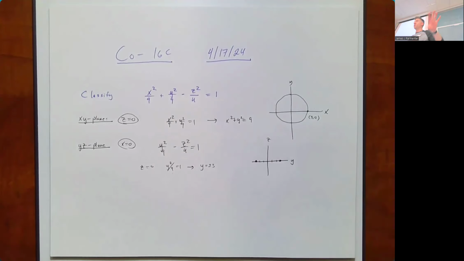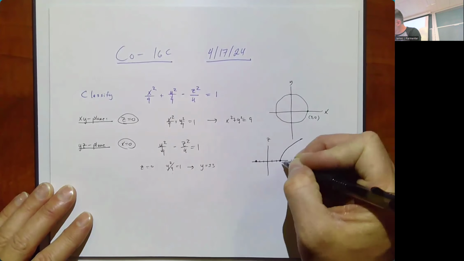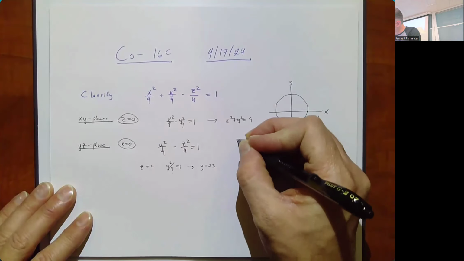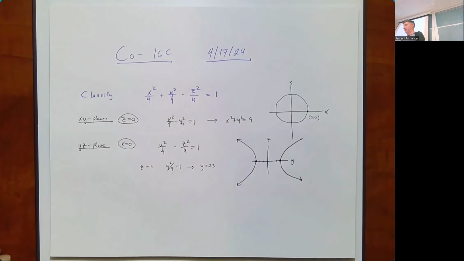And then I've got the usual hyperbolic shape. They're not actually parabolas opening left and right. They kind of look parabola-ish, but they open a little wider than a parabola does. So this is going to look something kind of like that. They should be symmetric to each other.